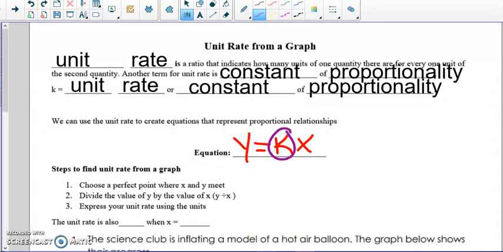So the steps to find unit rate from a graph: I need to choose a perfect point where X and Y meet, then divide Y by X, and then express my unit rate using the units. The unit rate is also Y when X equals 1. So this sounds very familiar. It's just like having a table. One thing I want to note is I can write an equation to represent a graph. I can also write an equation to represent a table. We're just going to do a graph today.